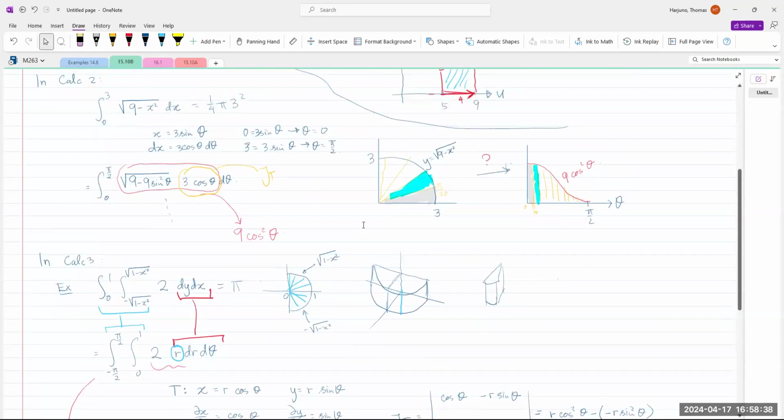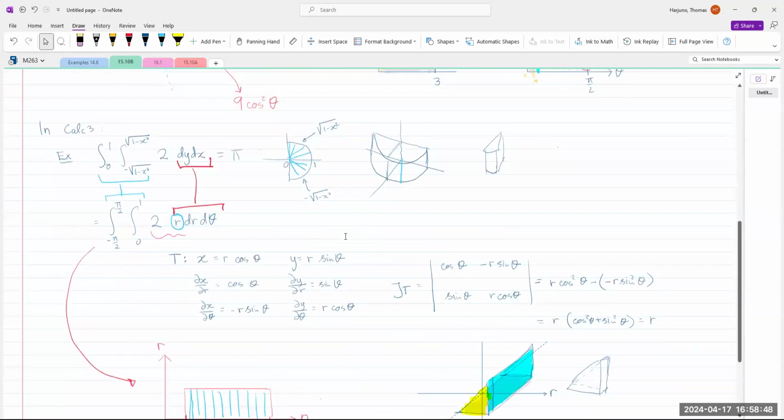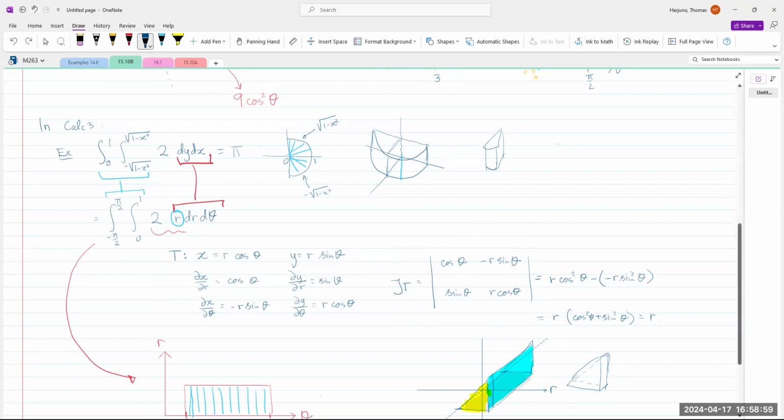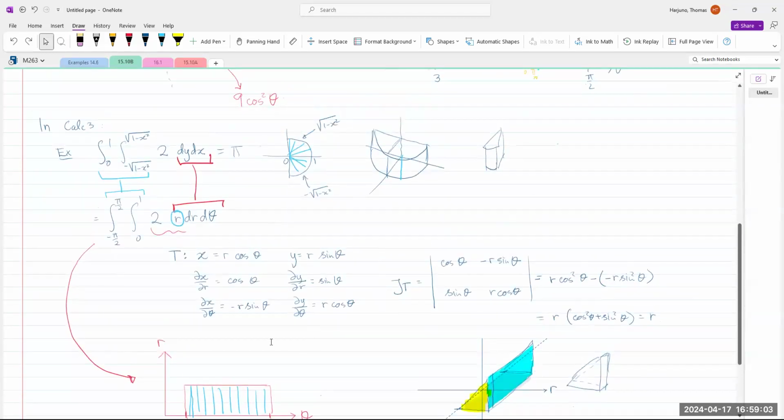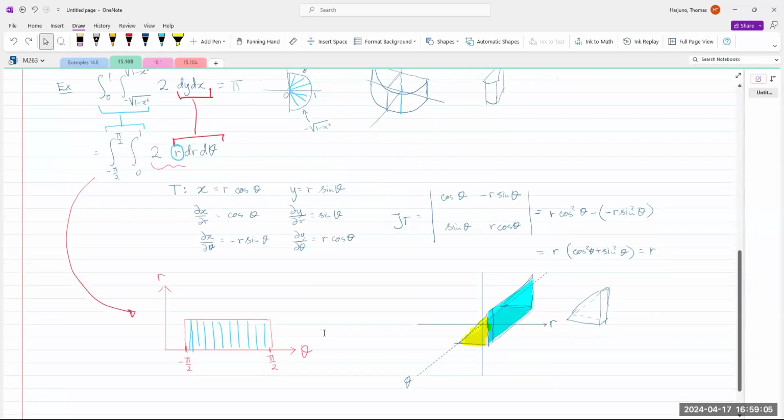Now, of course, there are too many things that can happen in between, and instead of explaining it one by one for each case, Mr. Jacobi helps us: let's just do it this way. So he invented this Jacobian determinant to help us. Now, of course, one thing I also need to emphasize here is what happens to the domain of integration.